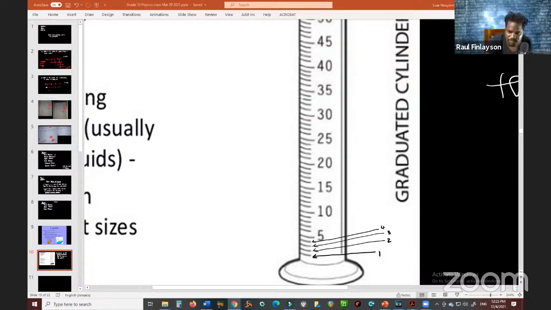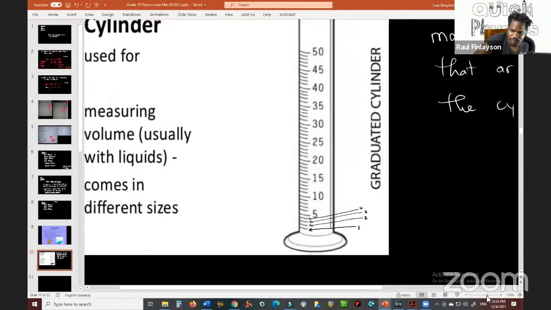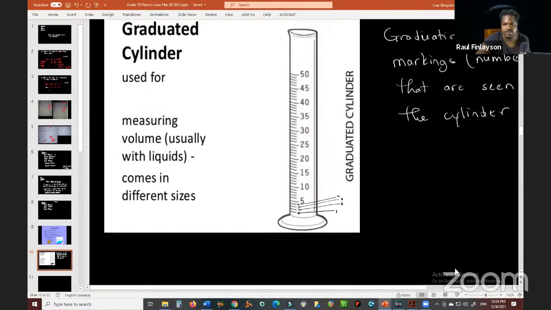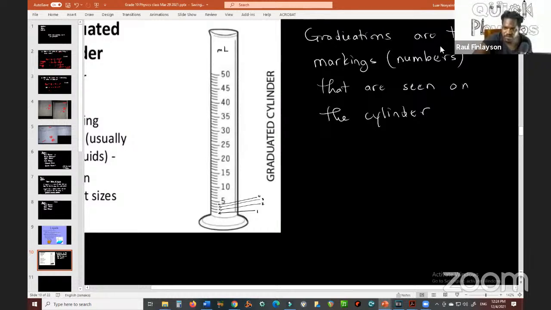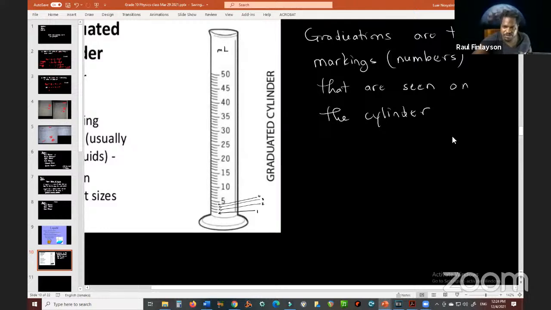But one of the things we need to learn about is this cylinder. All right, so we know what the numbers are, but the other thing is we need to know the units. Now, the units here for the measuring cylinder are in milliliters. So we're going to have to learn about the milliliters. Now, let's go over here. Gradations are the markings that are seen on the measuring cylinder. Okay, they're seen on the cylinder.